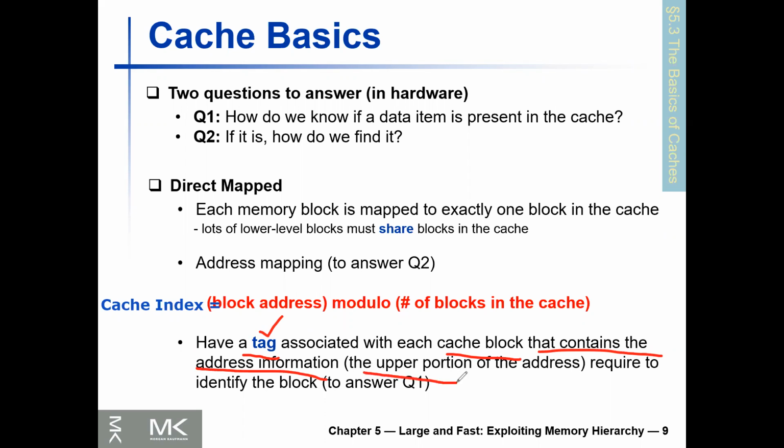The upper portion of the address is actually required to identify the block, which is basically the answer to question number 1: how do we know if the data item is present in the cache or not? We can check the tag field. If the tag stored in the cache matches the upper portion of the address we are looking for, it means the data is present there. This is the way.